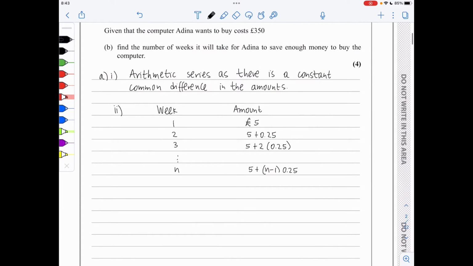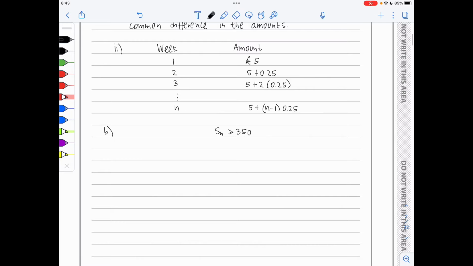Then, given that the computer costs £350, we need to find the number of weeks it will take for Adina to save enough money to buy the computer. We need to come up with all the money, so the sum of the first n terms must be at least 350. We know there is a formula for Sn: n over 2 times (2a plus (n minus 1) d), where a is 5 and d is 0.25. And this should be greater than or equal to 350, where n is the number of weeks.